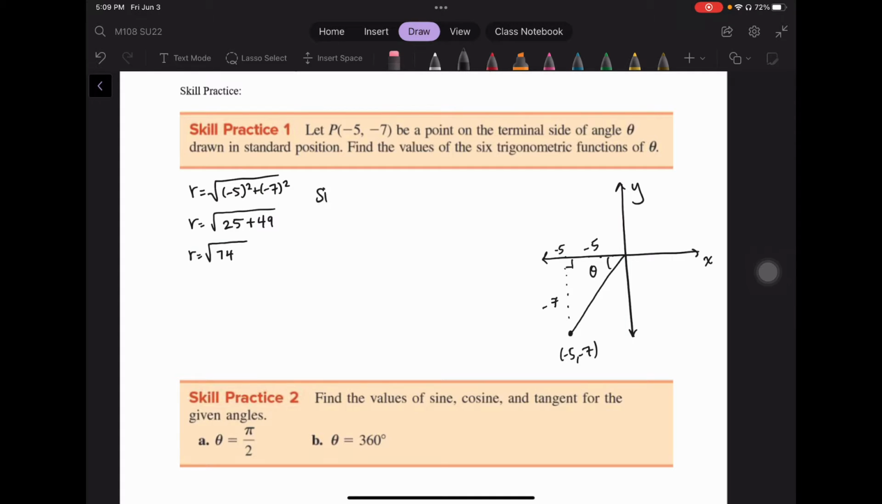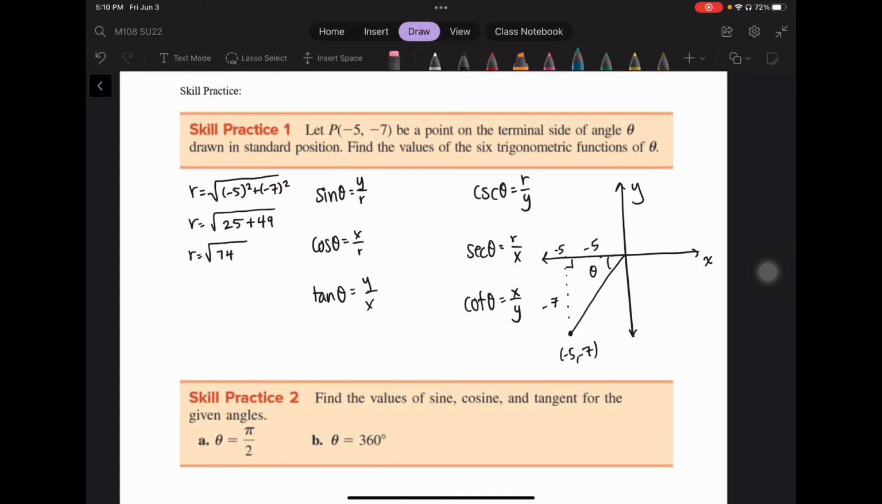Remember that the sine of theta is equal to y over r. Cosine of theta is x over r. Tangent of theta is y over x. Cosecant of theta is r over y. It's the reciprocal of sine. Secant of theta is r over x. And cotangent of theta is x over y.